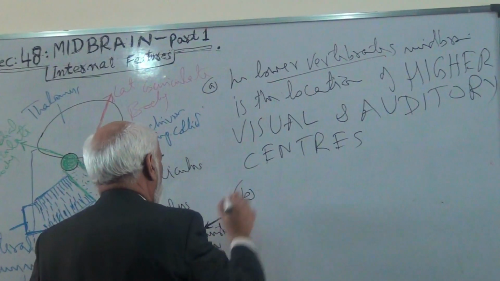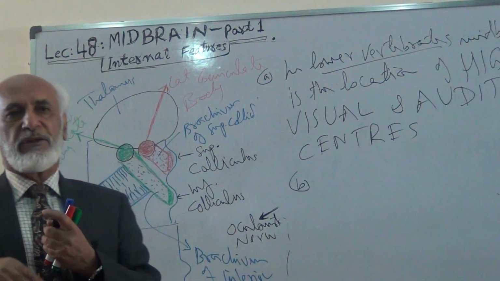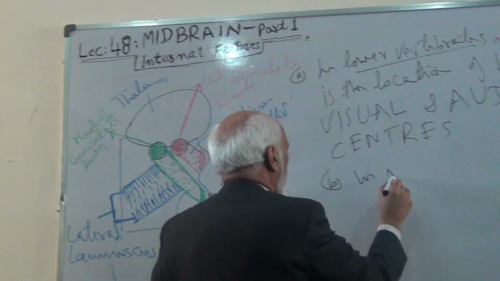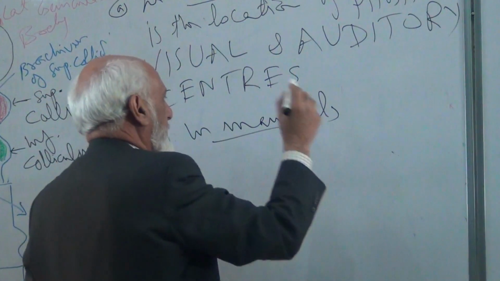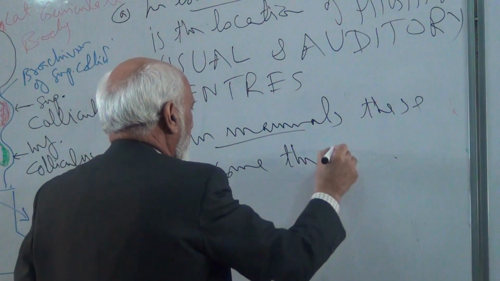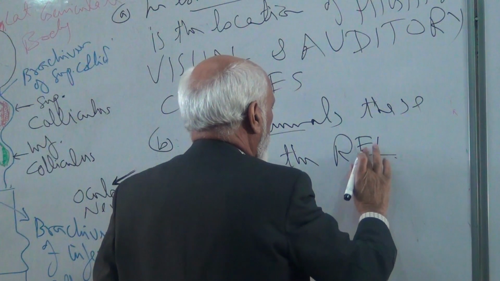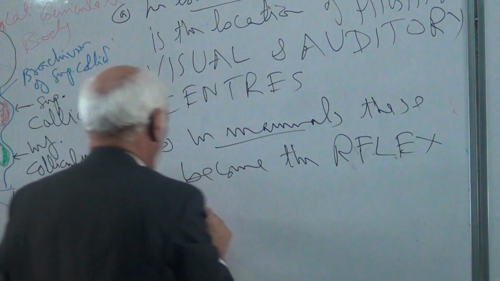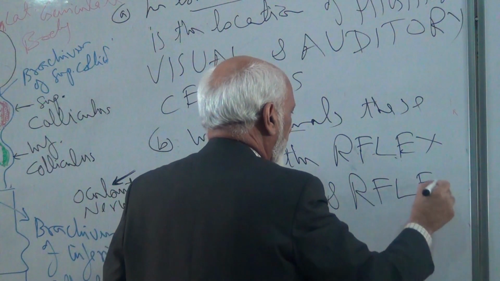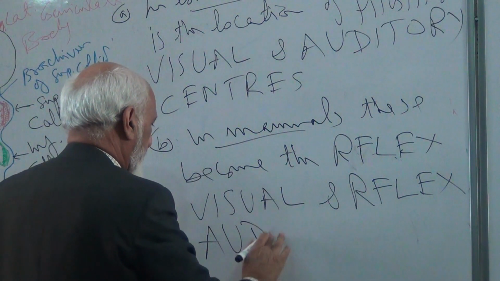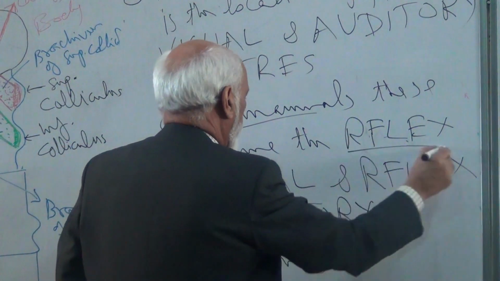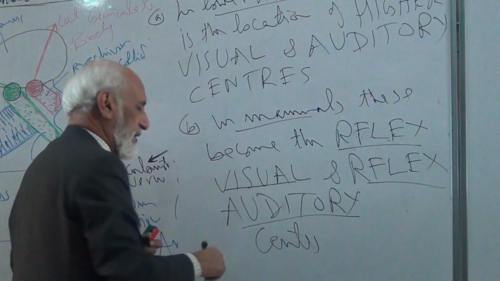But in mammals, these auditory and visual centers in the midbrain become the reflex centers, the reflex visual and reflex auditory centers, instead of higher centers.